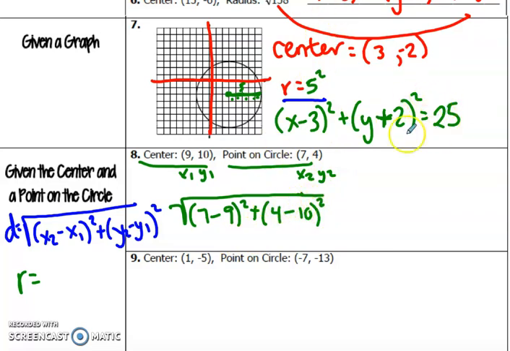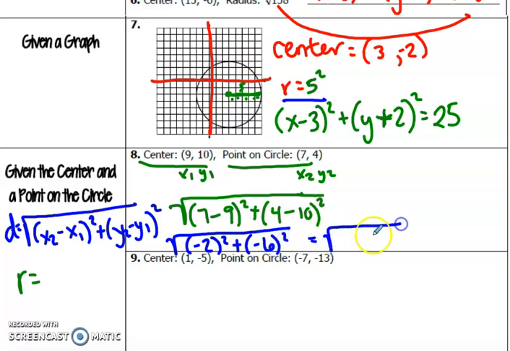And we cannot have decimals for our radiuses. So I've got to do some mental math here. Let's simplify. 7 minus 9 is negative 2 squared. 4 minus 10 is negative 6 squared. Okay, keep going. Negative 2 squared is negative 2 times negative 2. Negative times negative will always give you positive. So 2 squared is 4, and then 6 squared is 36. So I end up getting the square root of 40.